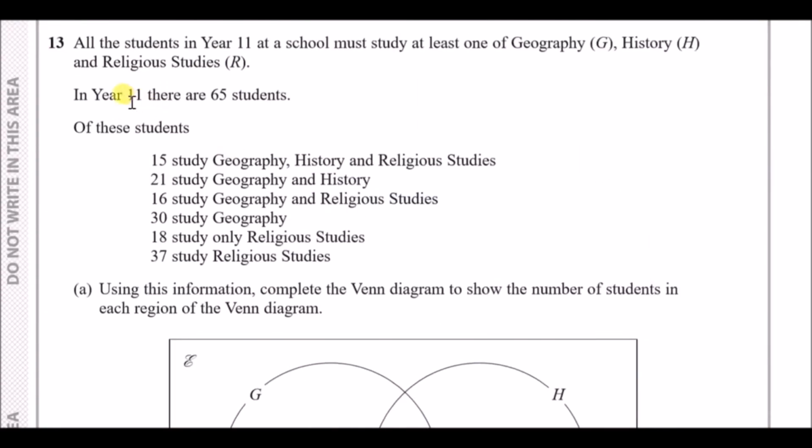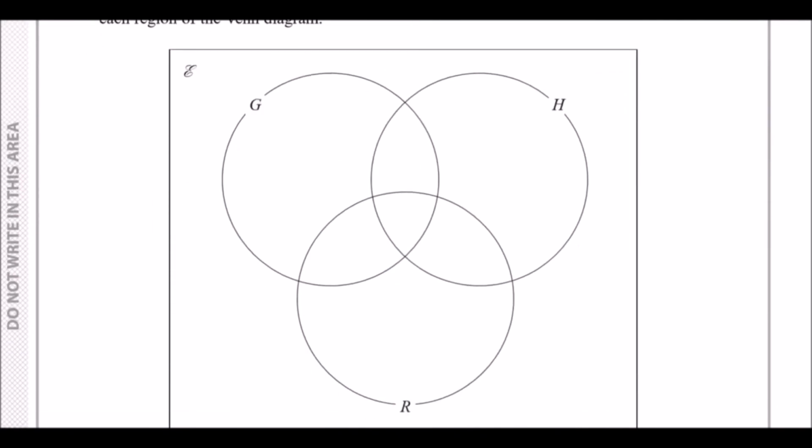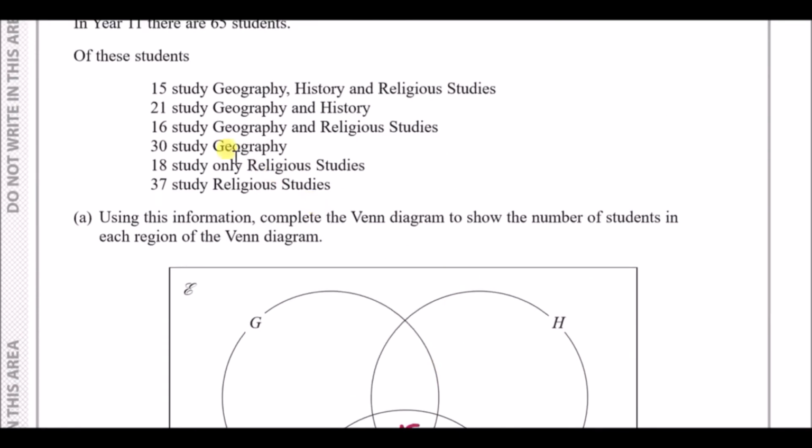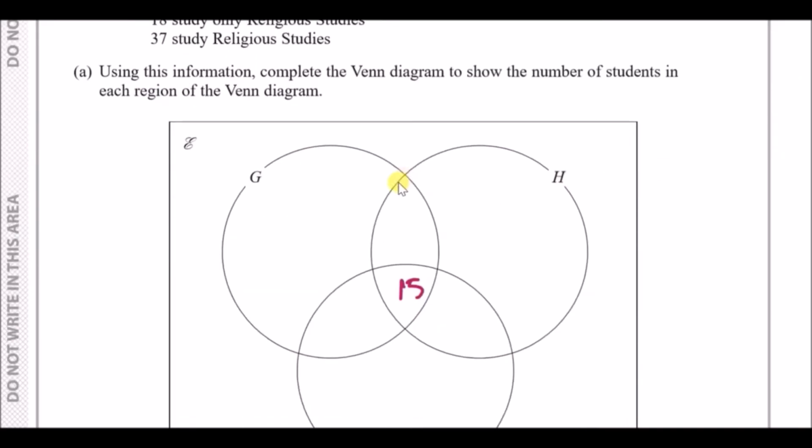Now it says here that of these 65 students, we know that 15 study geography, history, and religious studies. So what that means is that you can put 15 in the center, because this is the common intersection between geography, history, and religious studies. We know that 21 study geography and history. So this means that you're talking about this interval right here. All of this must add up to 21. We've got 15 already, so there's 6 left that adds up to 21.